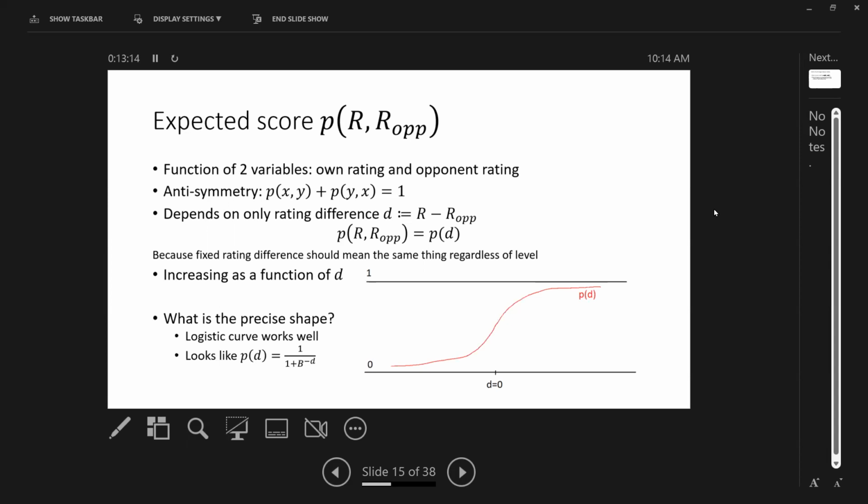A good question to ask is, well, what exactly is this shape? It turns out that the logistic curve works very well for this particular application, and it has the form 1 over 1 plus an exponential decay. And we'll talk more about why we have this shape.